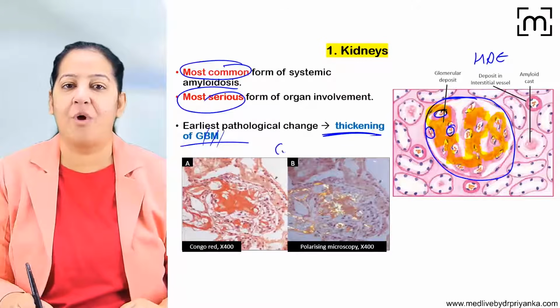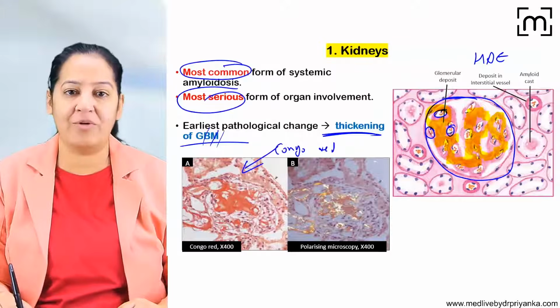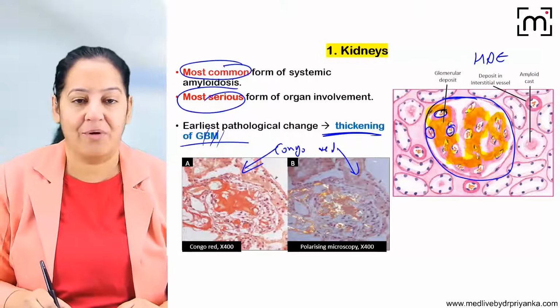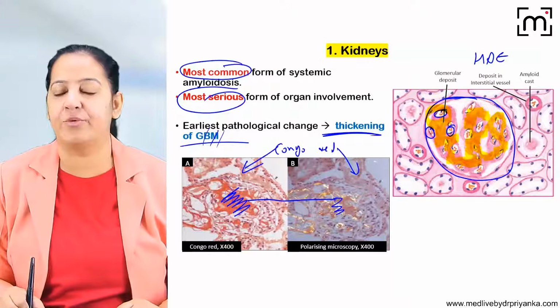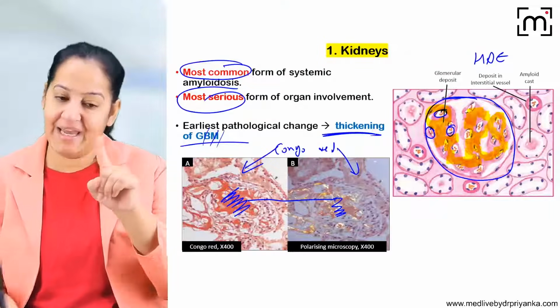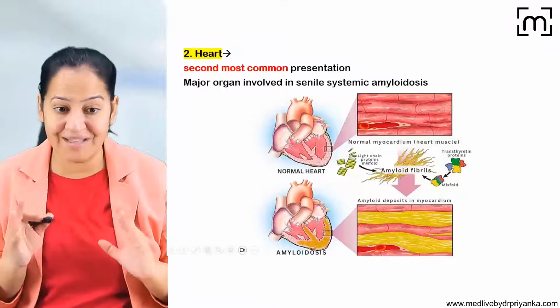Now I have done the Congo red. This is Congo red in light microscope and Congo red in polarized microscope. On light microscope, still it is pink in color. And in polarized, whatever pink gets converted to green. So here we have done H&E and Congo red, Congo red in light microscope and polarized microscope. That is the kidney. You have to draw all these in your exam.